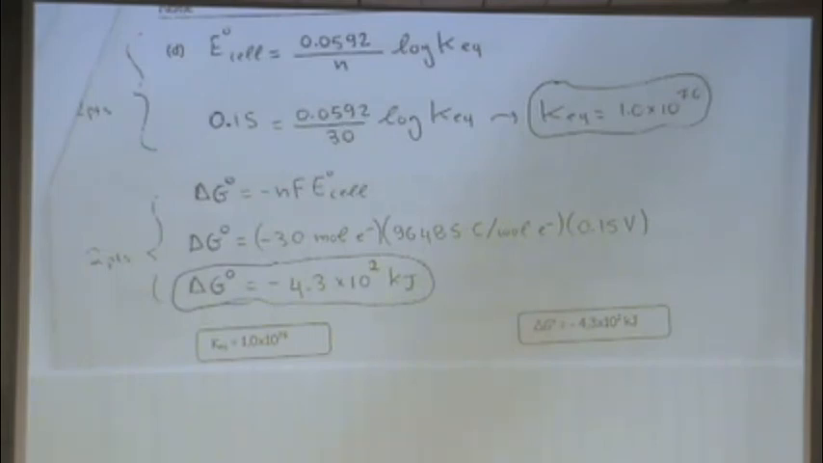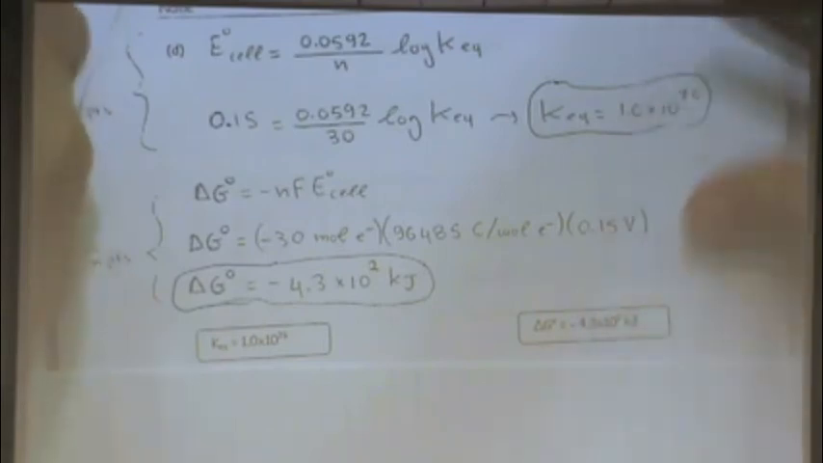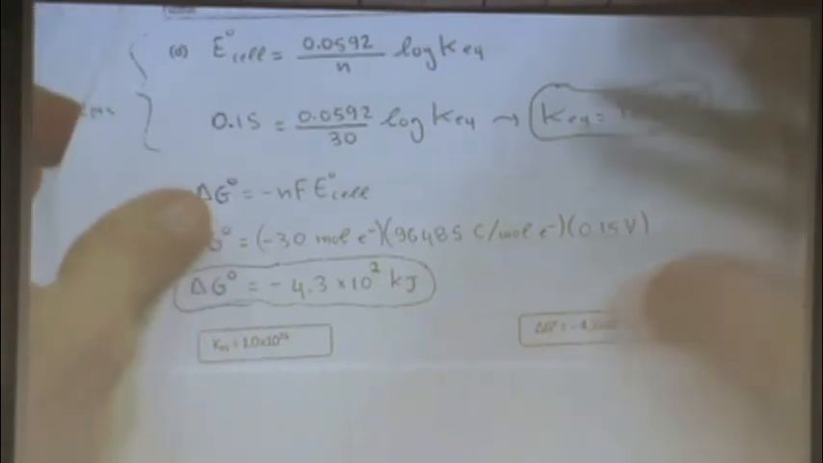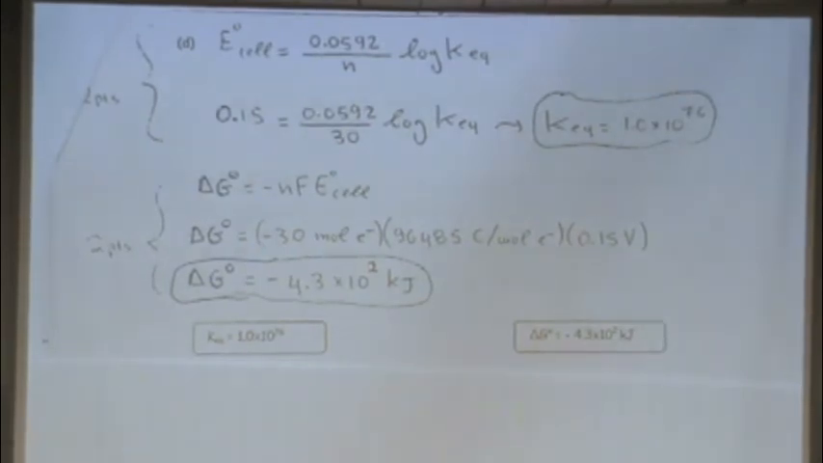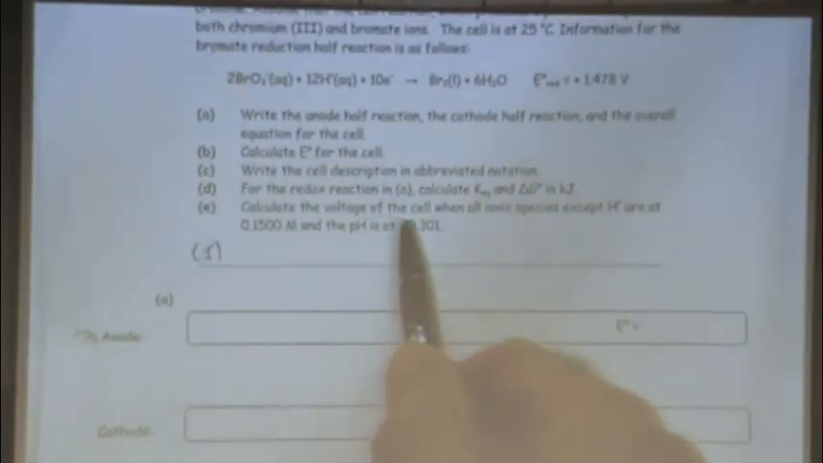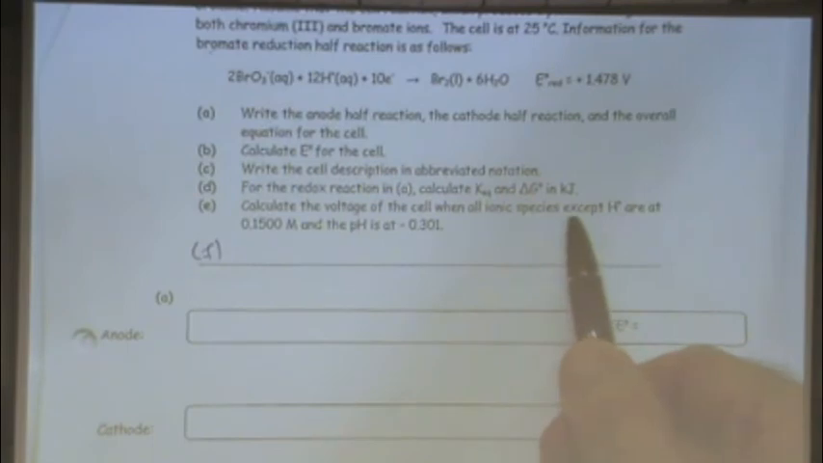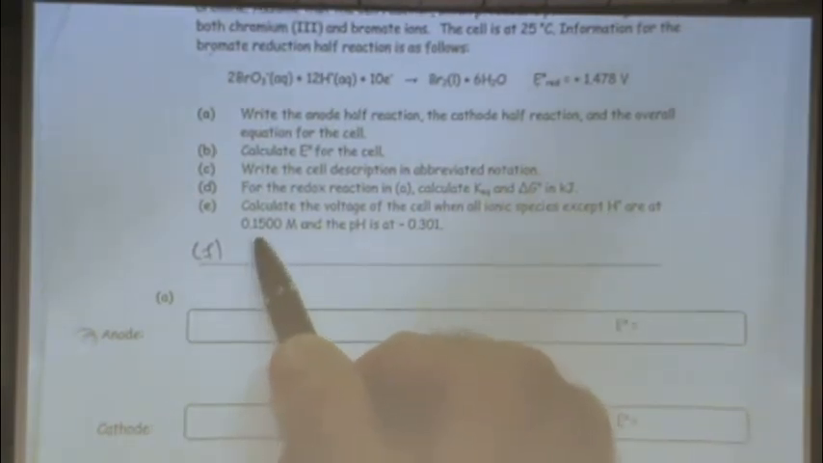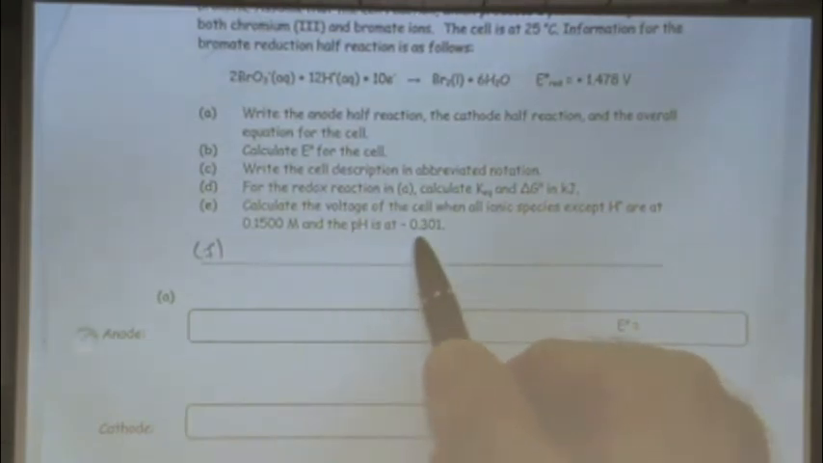Okay. What's the other? The other question was what? E. That's a good one. So the other question was to calculate the voltage of the cell when all ionic species except proton are 0.15 instead of 1, right? And pH is this, minus point. I put it on purpose minus because many people think that pH cannot be minus. Okay?